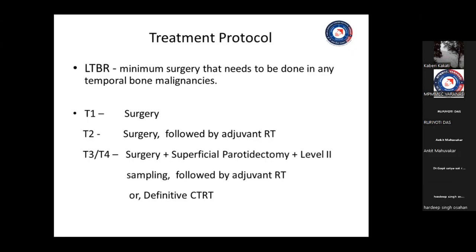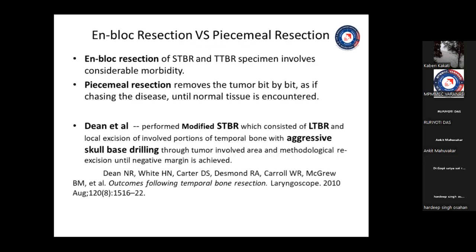In T3 and T4, the surgery, the superficial parotidectomy, and level 2 sampling in case of a clinically node negative disease is the protocol, followed by the post-op radiation, or it can be a definitive CTRT in case the tumor is not resectable. Another debate is on the en bloc resection versus the piecemeal resection. En bloc resection includes the complete resection of the tumor in totality as an en bloc in subtotal and the total temporal bone resection, which involves considerable morbidity.